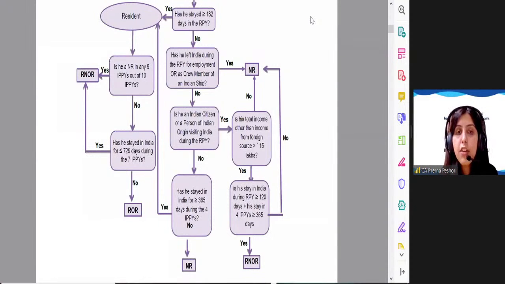Neil, you are asking, if an individual has gone for higher studies to Europe and worked there for 2 years, and now comes back to India and is doing a job and getting salary income, you will be considered as ROR if you fulfill the additional conditions. If you don't fulfill any of the additional conditions, you will be RNOR. Clear, Neil? Any doubt now?